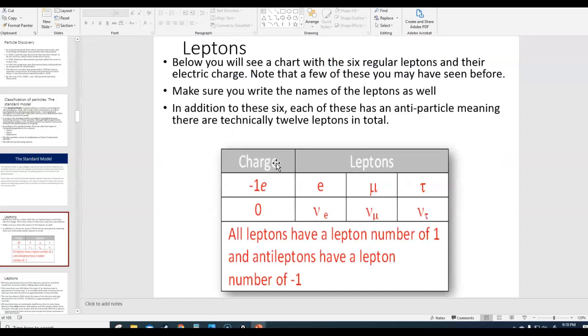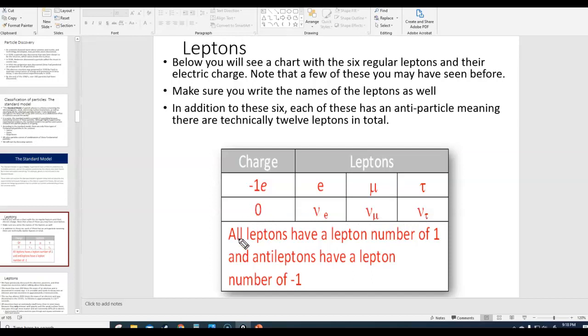Okay, now this chart right here appears in the IB Physics Data booklet. There are 6 leptons, and here are the 6 leptons. In this chart you can see that 3 of the leptons have an electric charge of -1e. Okay, we'll talk more about what that e represents later. But let's say -1e, and then the other 3 leptons have 0 charge.